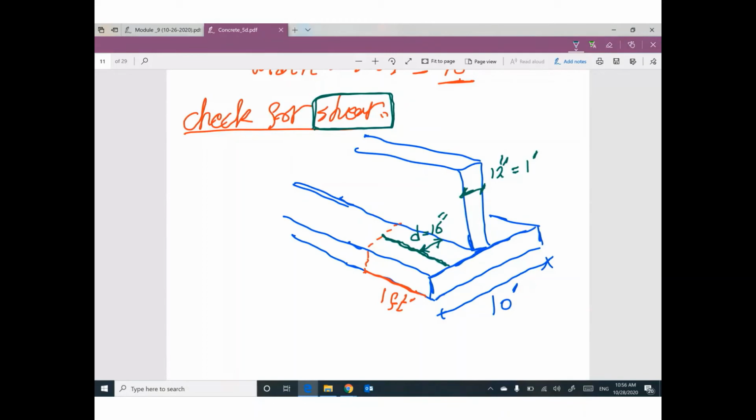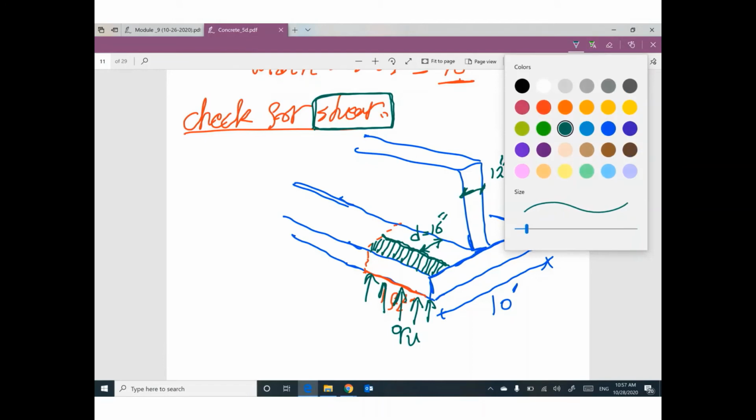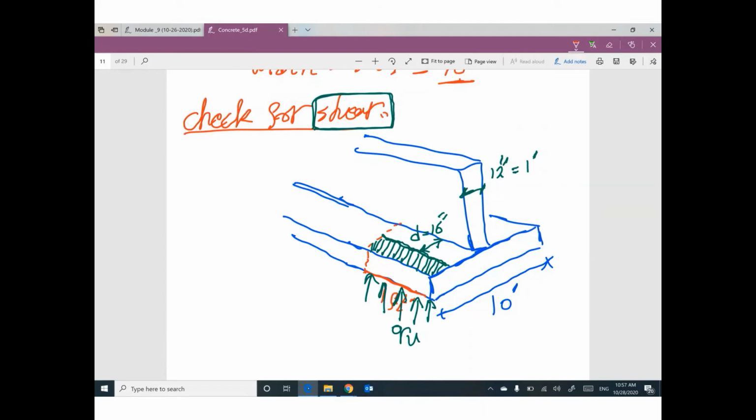So the remaining area with Q ultimate can give you the ultimate shear force. So let me give you a question. Can anybody tell me what is the length here? What is the length of the remaining area? Can you figure it out? By the way, 16 inch will be 1.33 feet. So can you tell me what is the length here?